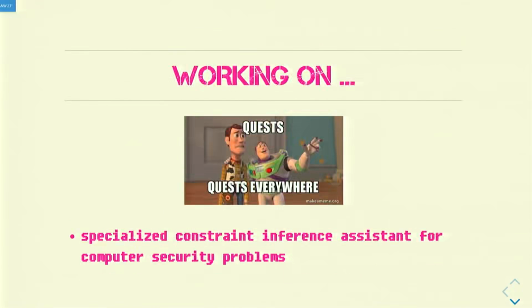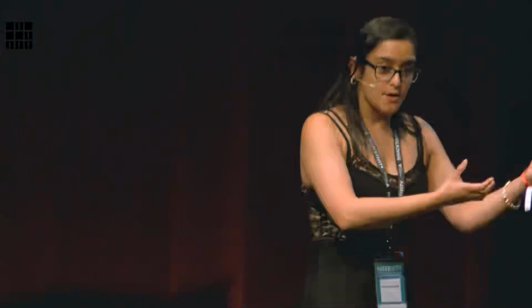But what I decided to work on now is not exploit generation itself. What I noticed is that we need a specialized constraint inference assistant for security researchers, because most of the time we don't know how to define the problems that we want to solve. Remember in the beginning that I told you, we need to have the problem, and we need to know which kind of solution we want to have, and put it inside the SMT solver. The problem is, we don't know the problem, and we don't know which kind of solution we want to put inside of it.